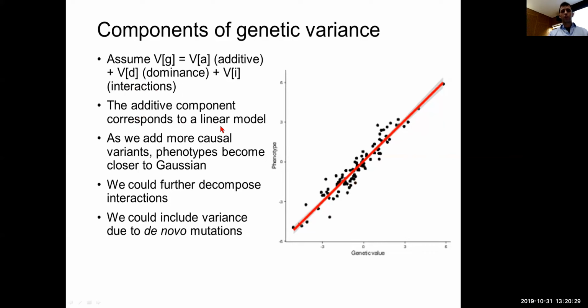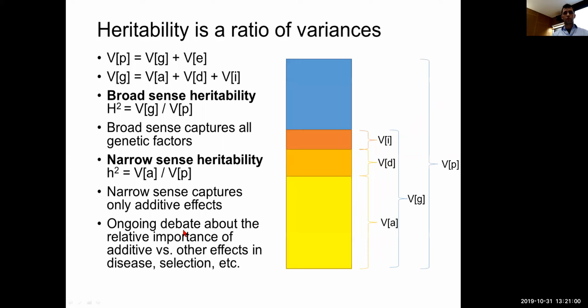Great. So the additive component is just a linear model. And as we add more causal variants, the phenotypes become closer and closer to Gaussian. And that was a big shift from the Mendelian way of thinking of one trait at a time to the Fisherian way of thinking, where many Mendelian alleles, many Mendelian loci together appear to be a continuous distribution. Okay, and we could also, of course, further decompose the interactions. We could include variants due to de novo mutations, rare mutations, and so on. Okay, so it's very easy to think about this whole thing as a glass half full kind of thing. So how much of the phenotypic variance do I capture with different components?